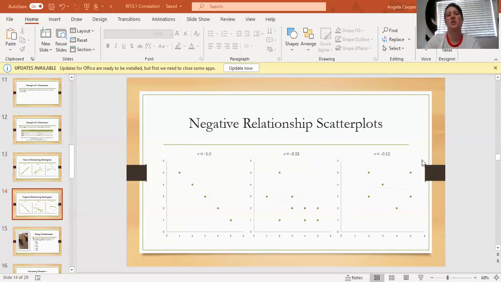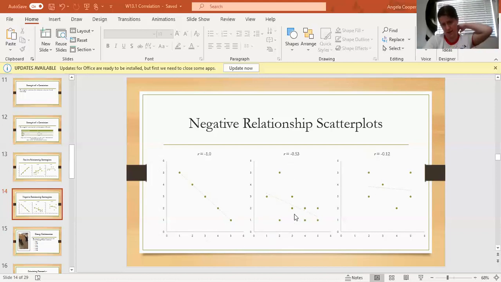Negative relationships, you'll see that where positive relationships go up from the left to the right, negative relationships from the left to the right go down. So you'll see that, again, this perfect negative correlation is just, boom, a straight line between all of them.